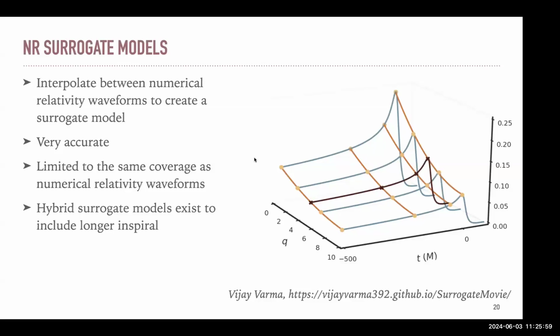And this is very accurate when you're close to one of the training points for sure. If you're right on a training point, it should give you that exact value, so it should be very accurate. It's limited to the same coverage as numerical relativity waveforms have, also in terms of length, though there are some hybrid surrogate models that use both NR and post-Newtonian hybridized in order to create longer spirals.